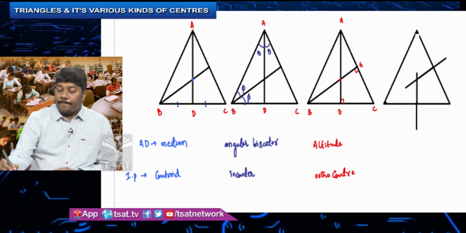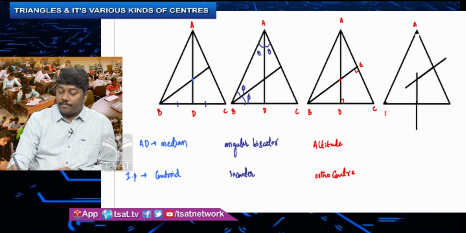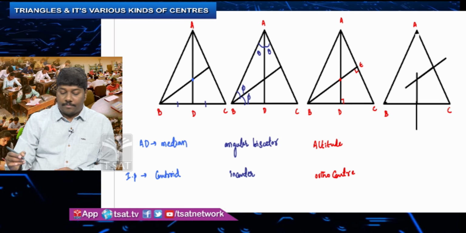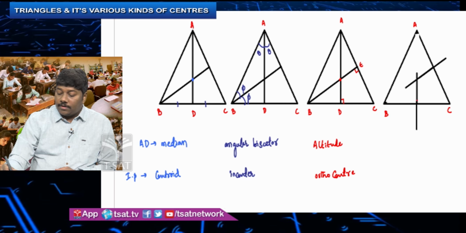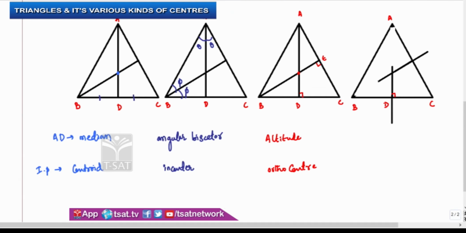In the last one, I do not call it AD, but here this line is perpendicular to BC and it is dividing BC into 2 equal parts. So, I call it a perpendicular bisector. So, here this is a perpendicular bisector, and the intersection of perpendicular bisectors is called a circumcenter.